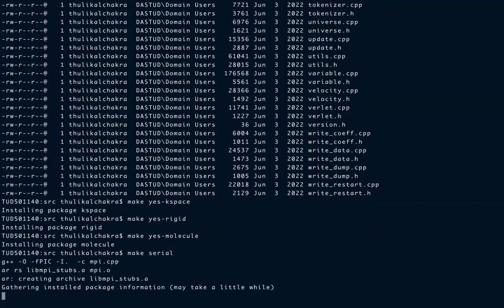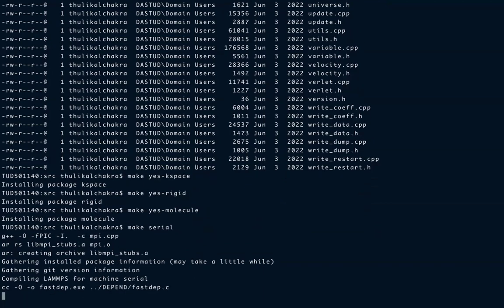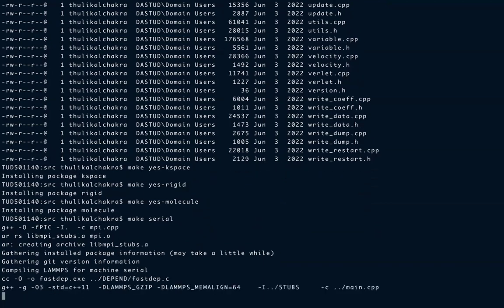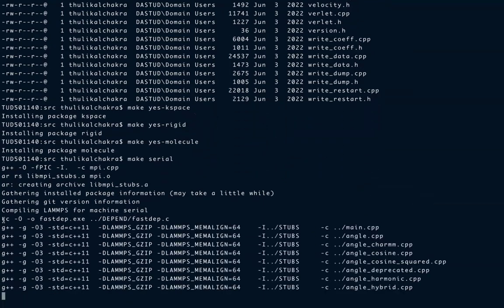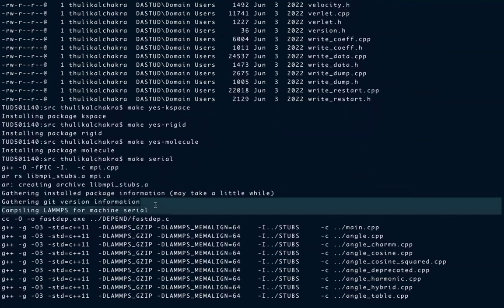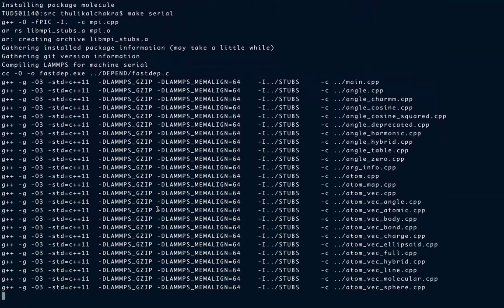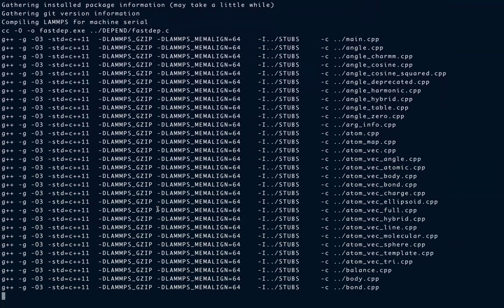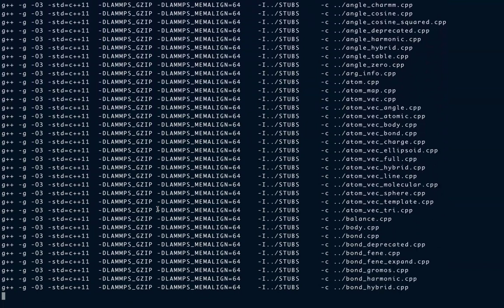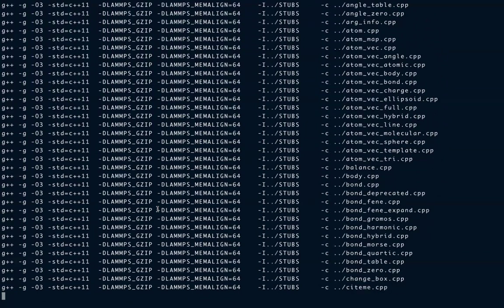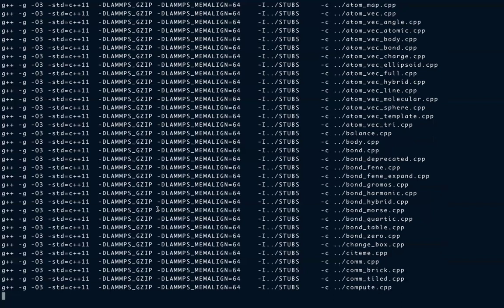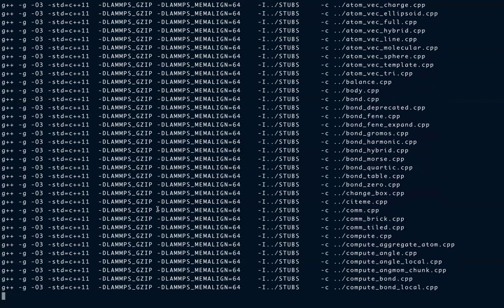So now, as you see, it's making all the files required. Like it says here, compiling LAMMPS for machine serial, right? So this is what we want. Now it's showing you a list of all the CPP files and also the H files, which are required to run LAMMPS in serial. So this will take some time.